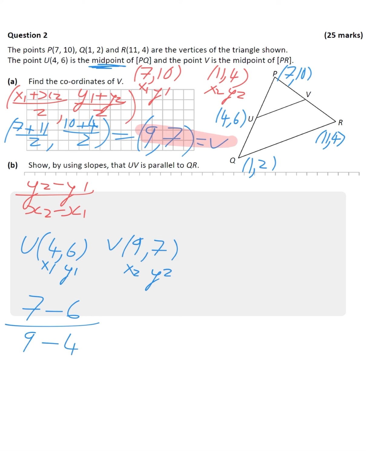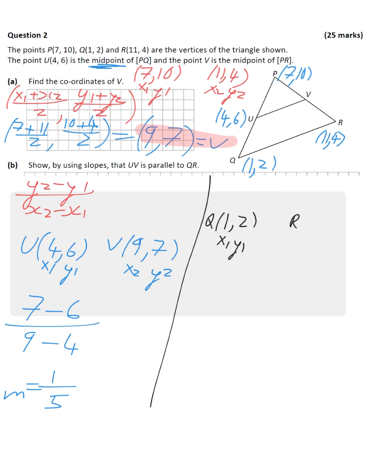So 7 minus 6 is going to be 1. Then 9 minus 4 then, so that's going to be 5. So that's going to be a slope of a fifth. So now let's do the same thing now with QR. So Q is (1, 2), x1, y1. Then R is (11, 4), so x2, y2.